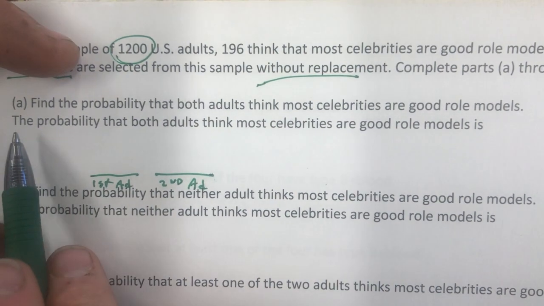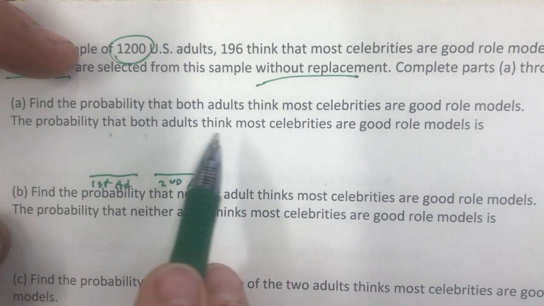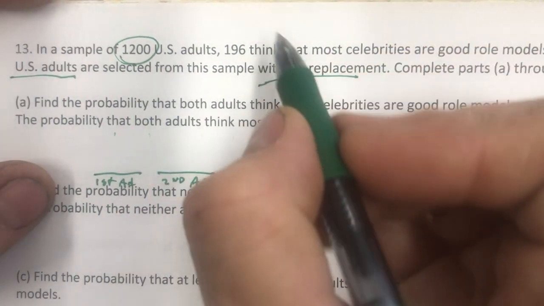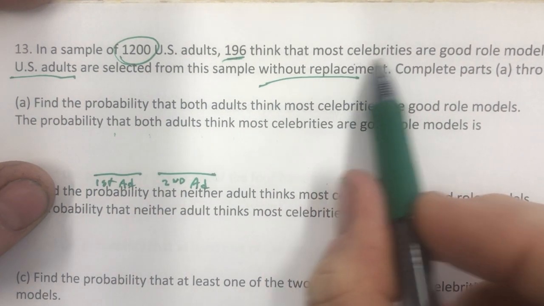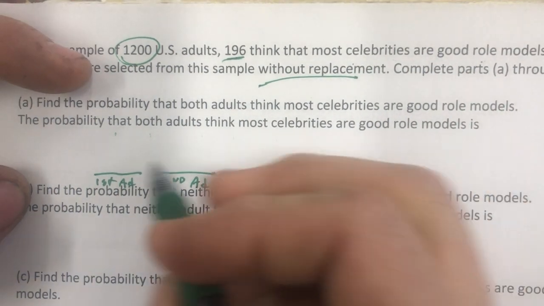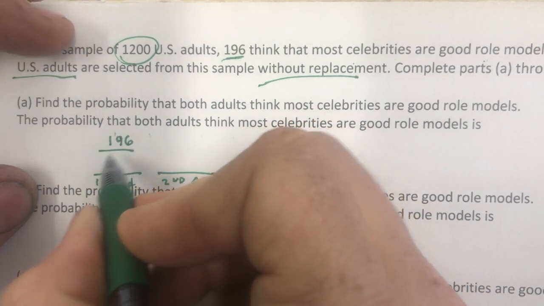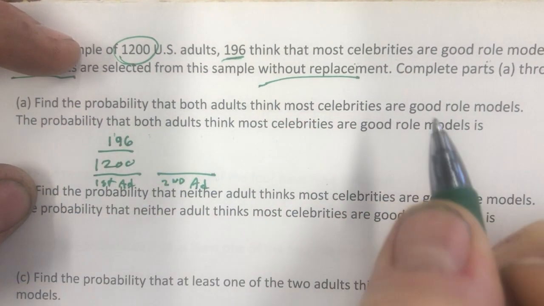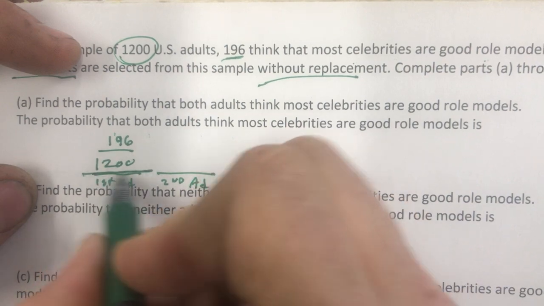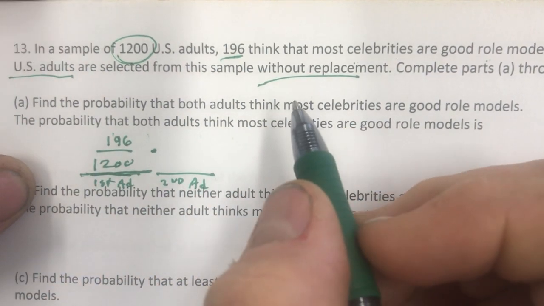All right, so it says to find the probability that both adults think most celebrities are good role models. Well, it says here 196 think that most are. So this first adult, we want one of the 196 that's favorable out of the 1,200. There's my probability for the first event.